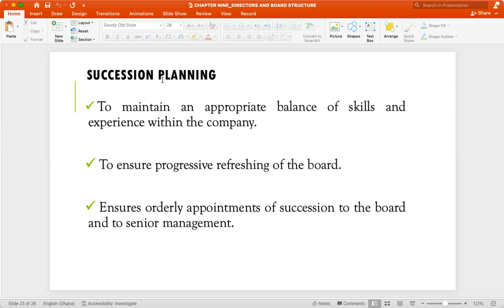It's meant to maintain an appropriate balance of skills and experience within the company. So at any point in time, you have to be looking out: which areas is the company lacking? Who else will we need? So that you can have a balance of skills and experience within the company, to ensure progressive refreshing of the board.